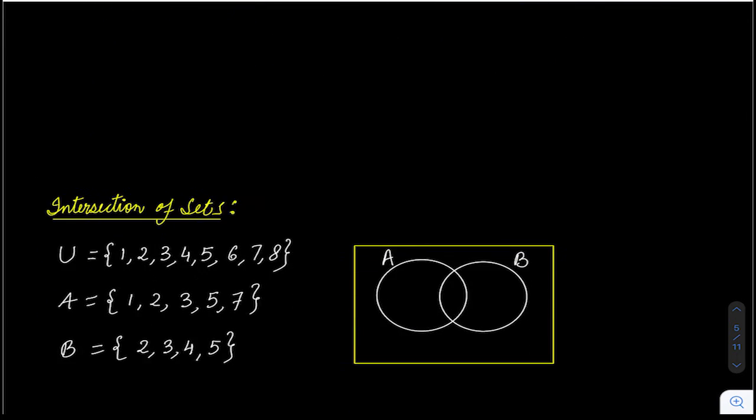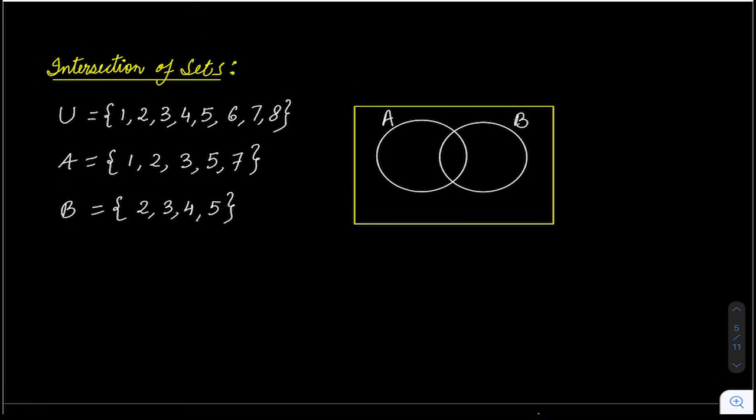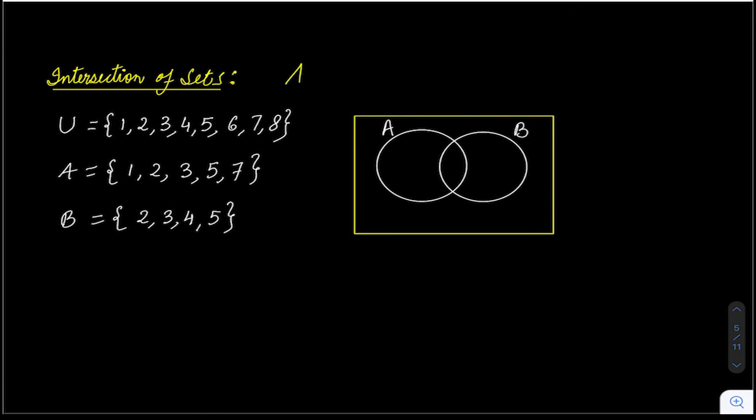Okay, so let's understand intersection of sets. Intersection of sets is written with this inverted U. This is the symbol for intersection. It actually means and. So A intersection B is a set that contains all elements that are both in A and B.